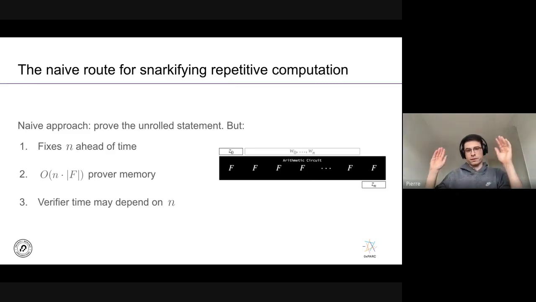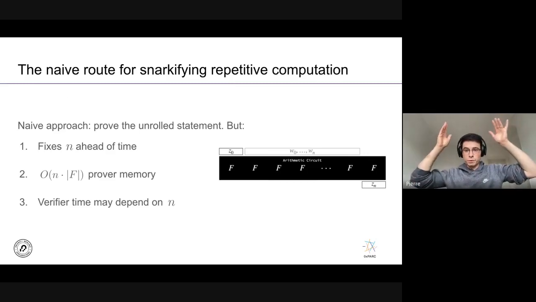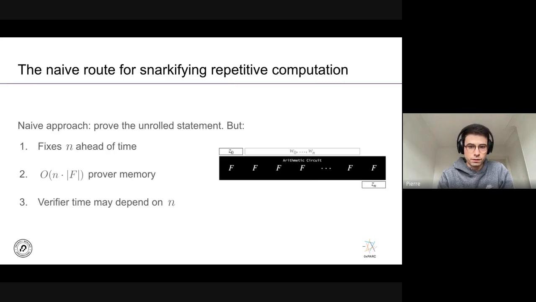And that's the little drawing that you have on the right. So you would repeat f in the same circuit, in the same arithmetic circuit, n times. So your arithmetic circuit in terms of prover requirement would be n times f. So it's not very useful to do it this way.